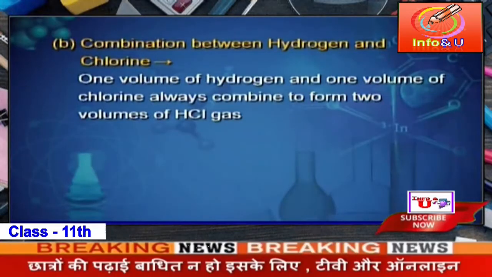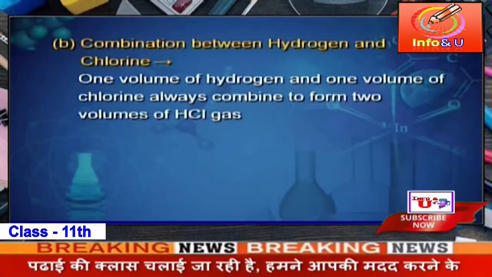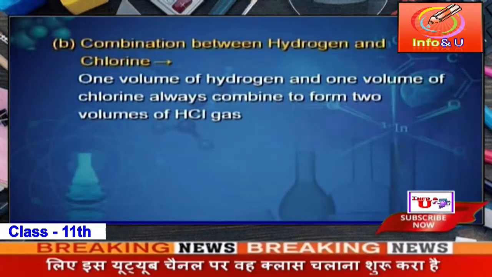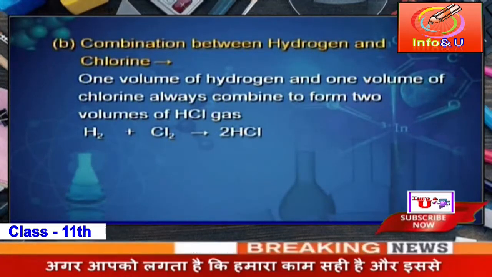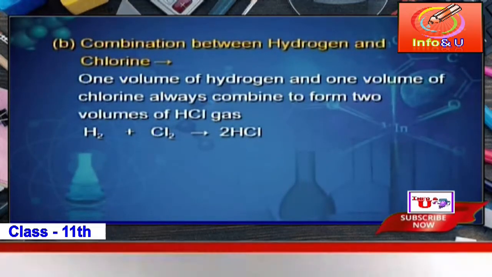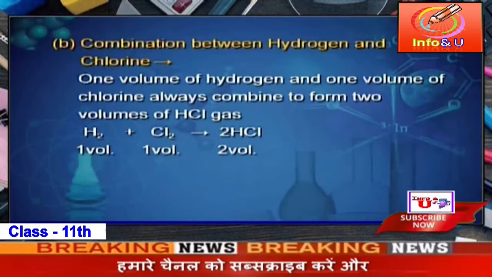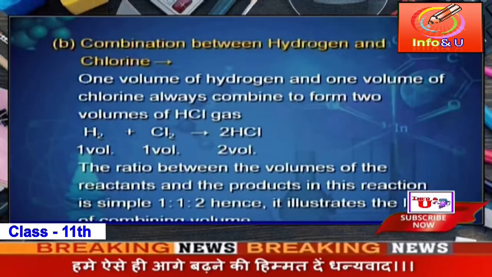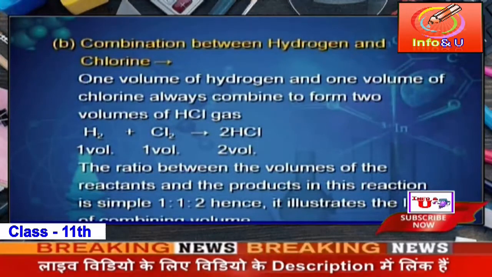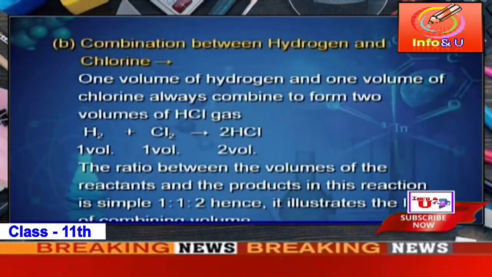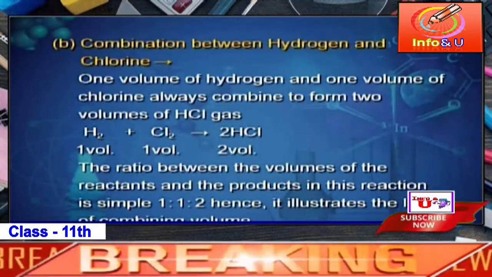Combination between hydrogen and chlorine. 1 volume of hydrogen and 1 volume of chlorine always combine to form 2 volumes of HCl gas, as H2 plus Cl2 gives 2HCl. In this reaction, 1 volume of hydrogen combines with 1 volume of chlorine and gives 2 volumes of HCl. The ratio between the volumes of the reactants and the products in this reaction is simple, 1:1:2. Hence, it illustrates the law of combining volumes.